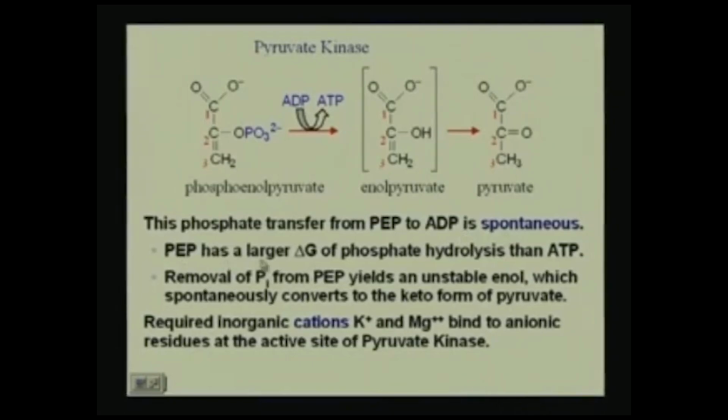PEP has a larger delta G of phosphate hydrolysis than ATP. What does that mean? It is going to lose the phosphate very easily, and ADP will take up this phosphate to form ATP, and because you have these anionic residues, there are certain cations that bind to the anionic residues at the active site of pyruvate kinase to bring about this particular reaction. Okay, so remember that apart from the electron transfer cofactors, apart from the side chains that are present, since we have carboxylate anions or enolate ions, we have some cations specifically that are used to stabilize the intermediates.